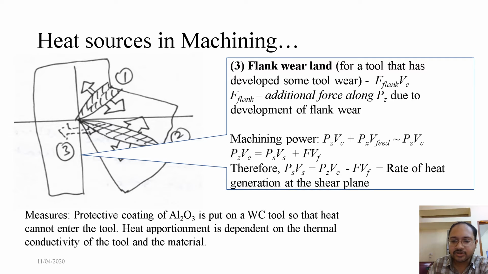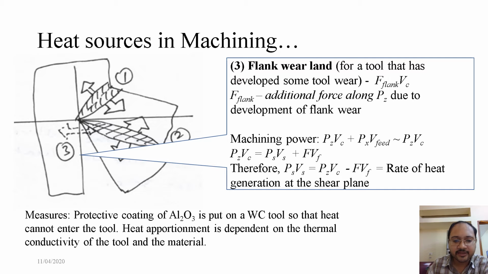Px Vfeed is usually orders smaller than Pz Vc, so we can say the total machining power is Pz times Vc. Pz Vc can further be expressed as a sum of Ps Vs plus F times Vf. Therefore, Ps Vs equals Pz Vc minus F times Vf, which equals the rate of heat generation at the shear plane.